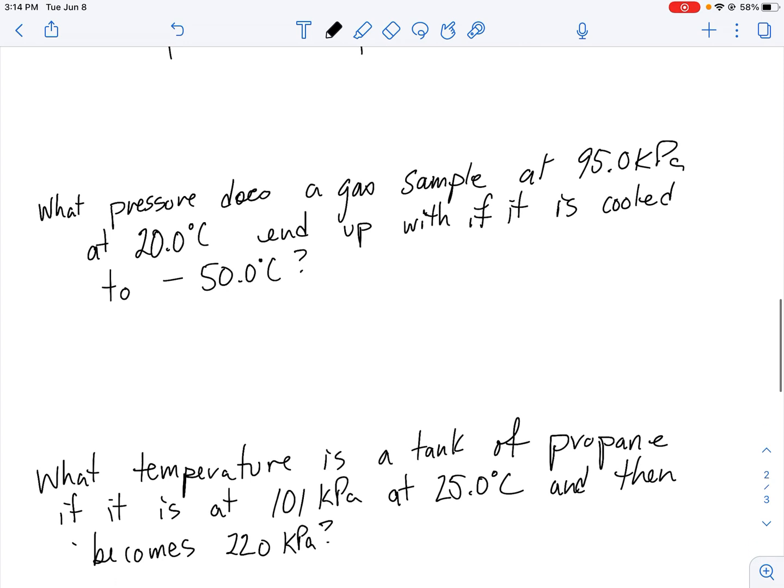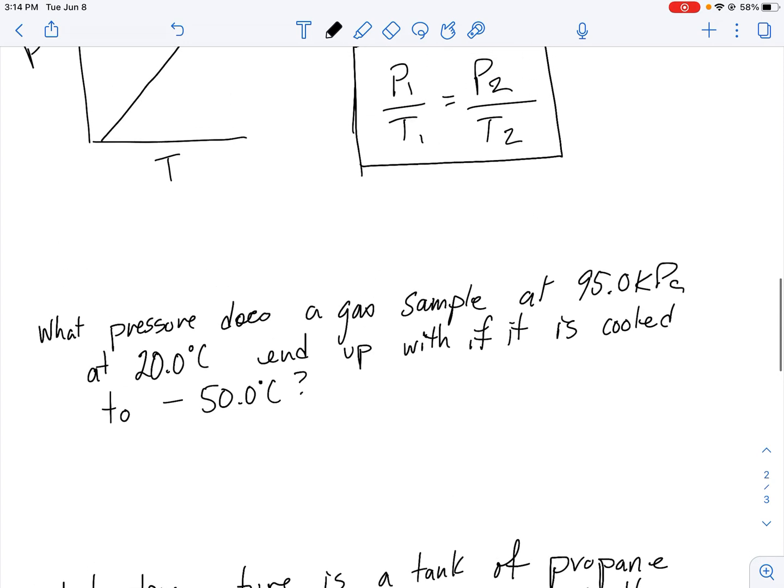When we do a question like this, one of the key components is making sure that we identify what our pressure and temperature are. So here I've got a question that says, what pressure does a gas sample at 95.0 kPa and 20 degrees Celsius end up with if it is cooled to minus 50? So we've got P1 is 95.0 kPa. And importantly, this is the temperature that's happening at. Even if you didn't know if it was initial or final, as long as we get the pressure and the temperature connected, it'll work out.